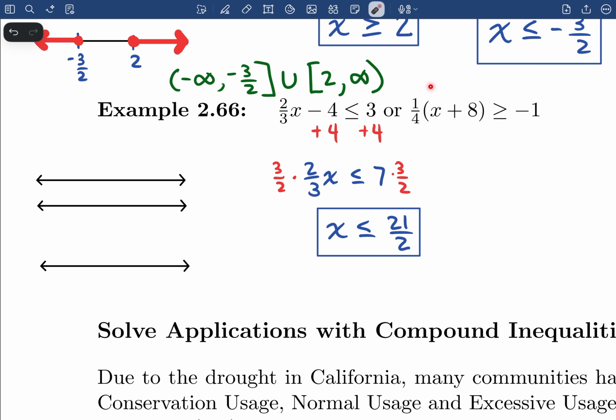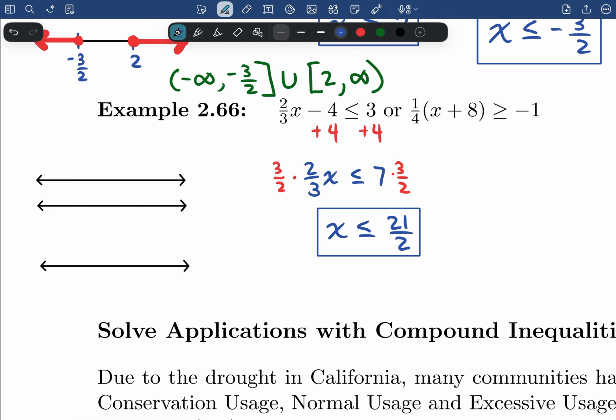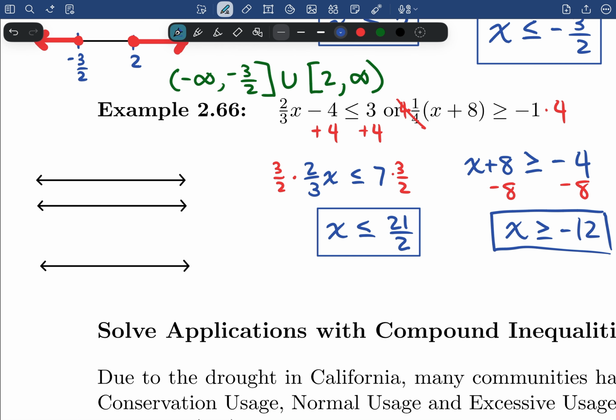Okay, now looking at this second inequality here, I want to solve for x. It's inside the parentheses. It's the only variable. So what I'm going to do is divide by 1/4. And dividing by a fraction is the same thing as multiplying by its reciprocal. So I'm going to multiply 4 here and here. Okay, so those 4's cancel. And so I get x plus 8 is greater than or equal to -4. Now I subtract 8 from left to right. And I find out x is greater than or equal to -12. I have solved this inequality.